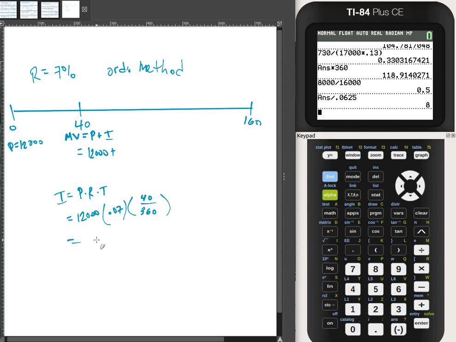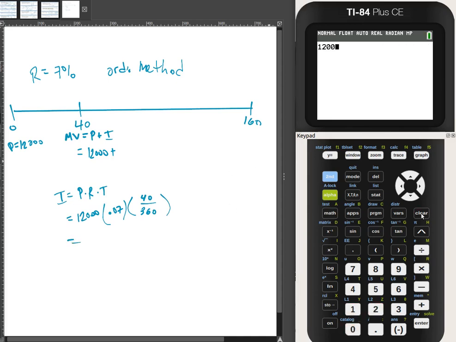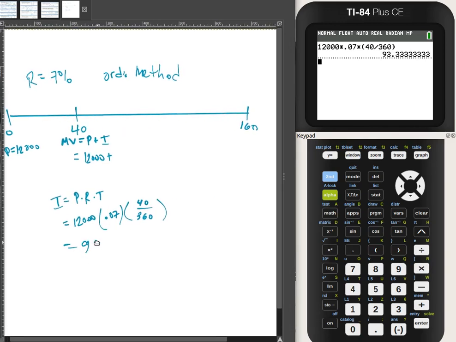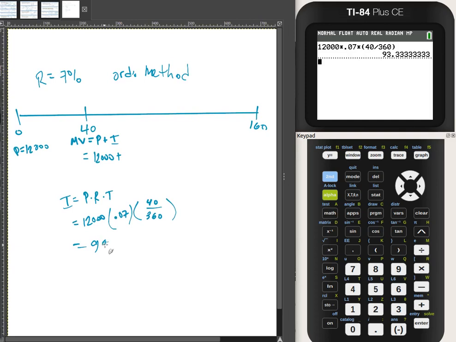And we can find this amount of interest. We can go ahead and calculate it. It's going to go 12,000 times 0.07 and then also times 40 out of 360. What's going to happen? The interest is $93.33. We will have to round it.